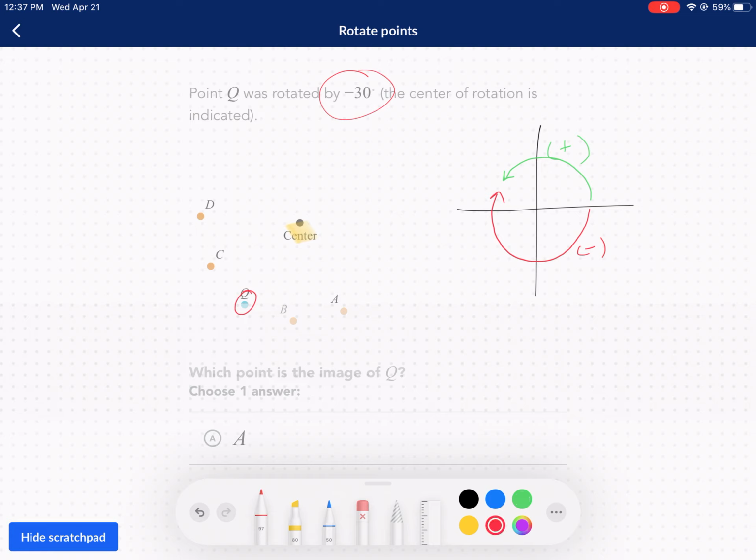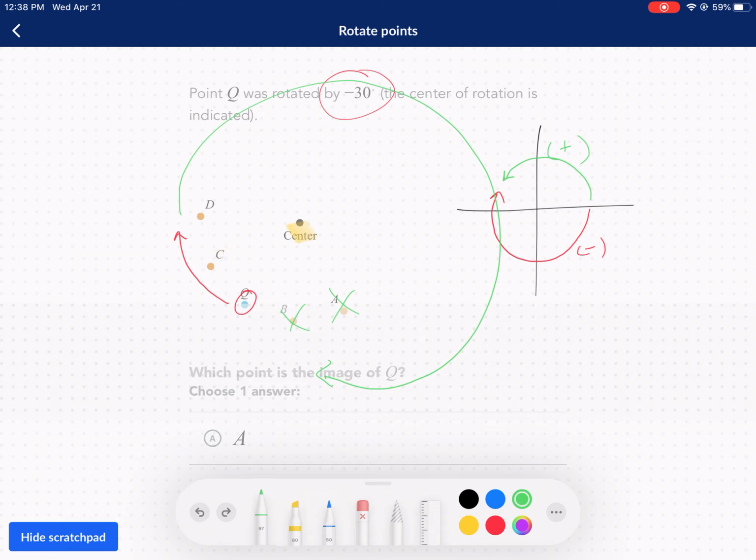Negative 30 degrees. So if we're on point Q, that's our starting position, we know we need to go this direction, okay? With only a 30 degree negative angle, there's no way we could possibly make it full circle all the way around to A or B. So these are clearly bad answers. So now we're just looking at either C or D as possible answers here.